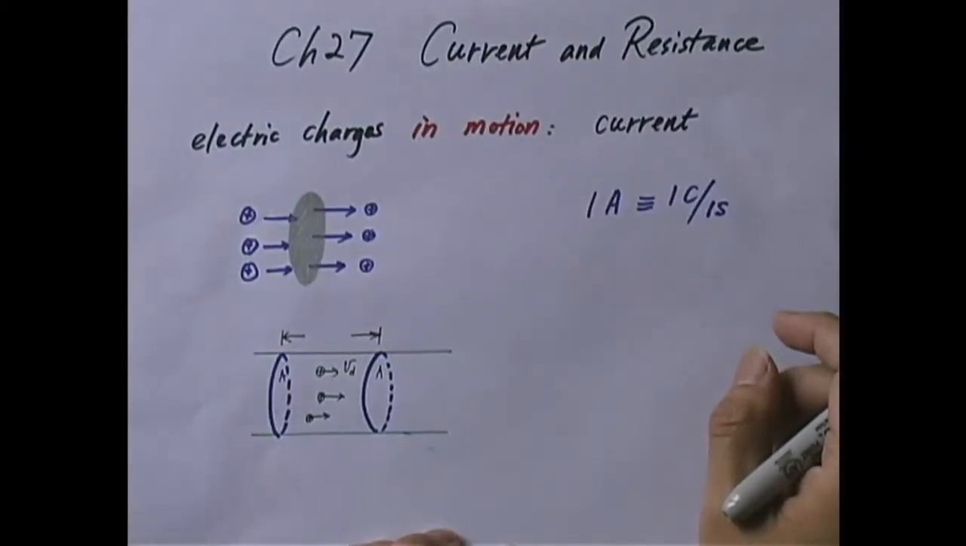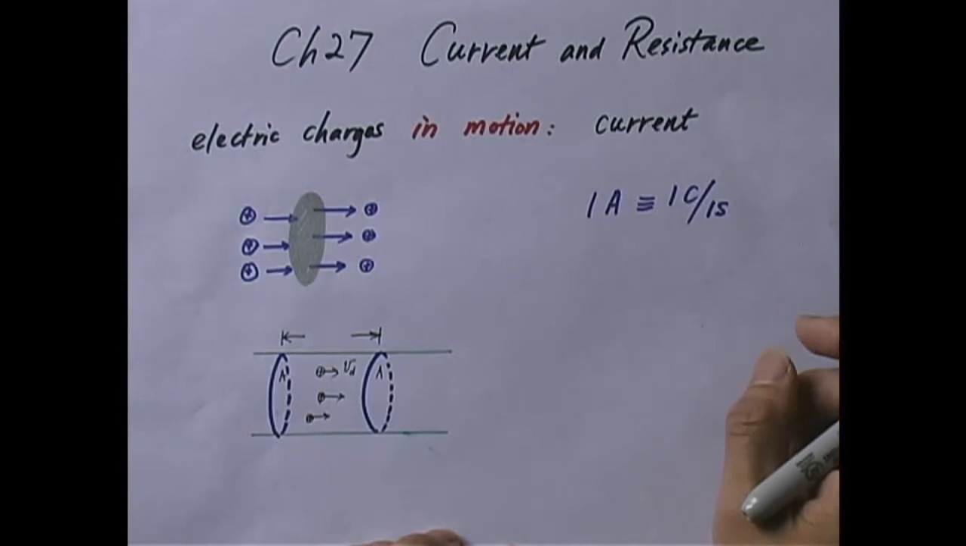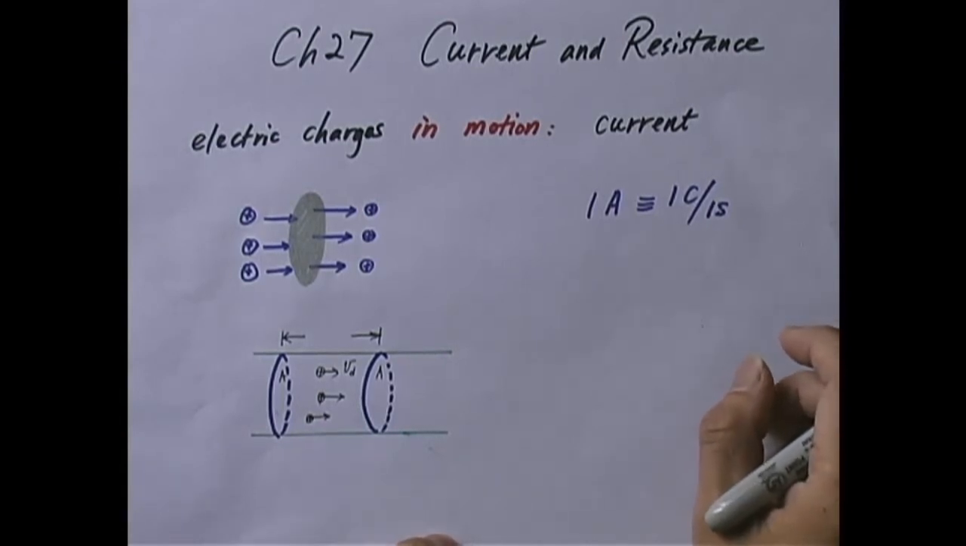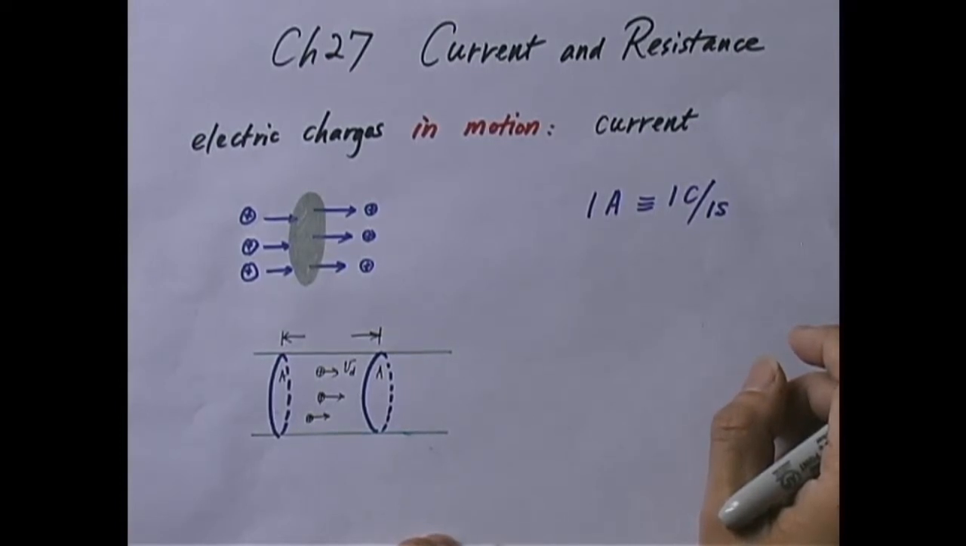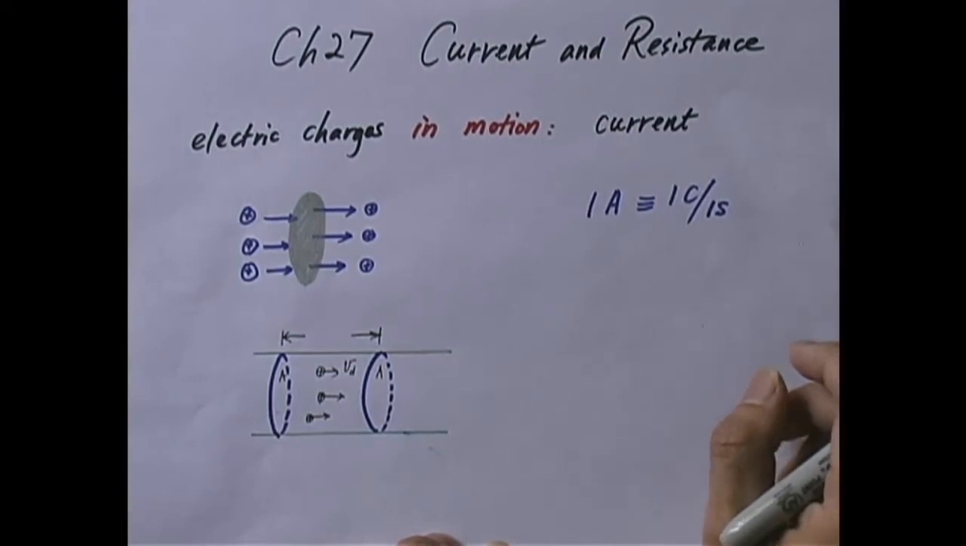Chapter 27, Current and Resistance. All the discussions that we have done for 1C so far involve what's called electrostatics. That means we did not consider the case when electric charges are in motion. In other words, we consider the charges as just fixed points.